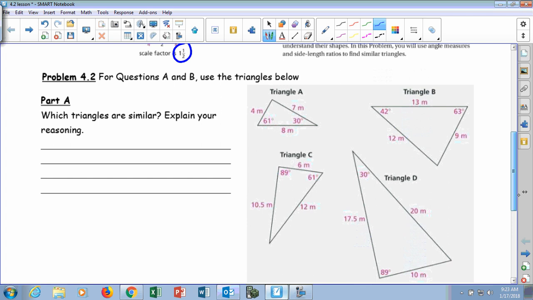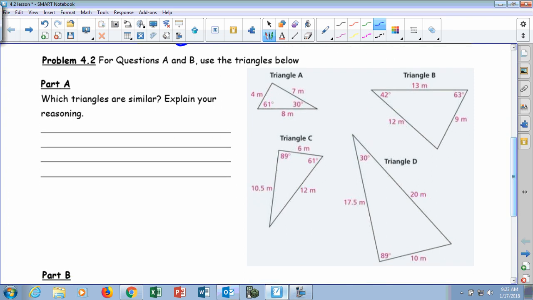So let's start applying some of this. In part A, it says which triangles are similar. Well, there's some missing stuff here, right? Like, for example, we do not know this length. How can we figure out that missing length for triangle A? You've got to think back to when we did this. Yeah, add up the two angles, 61 and 30, and then subtract from 180, right? So 61 and 30 is 91, and 180 minus 91 is what? 89. So 89 is this measure.